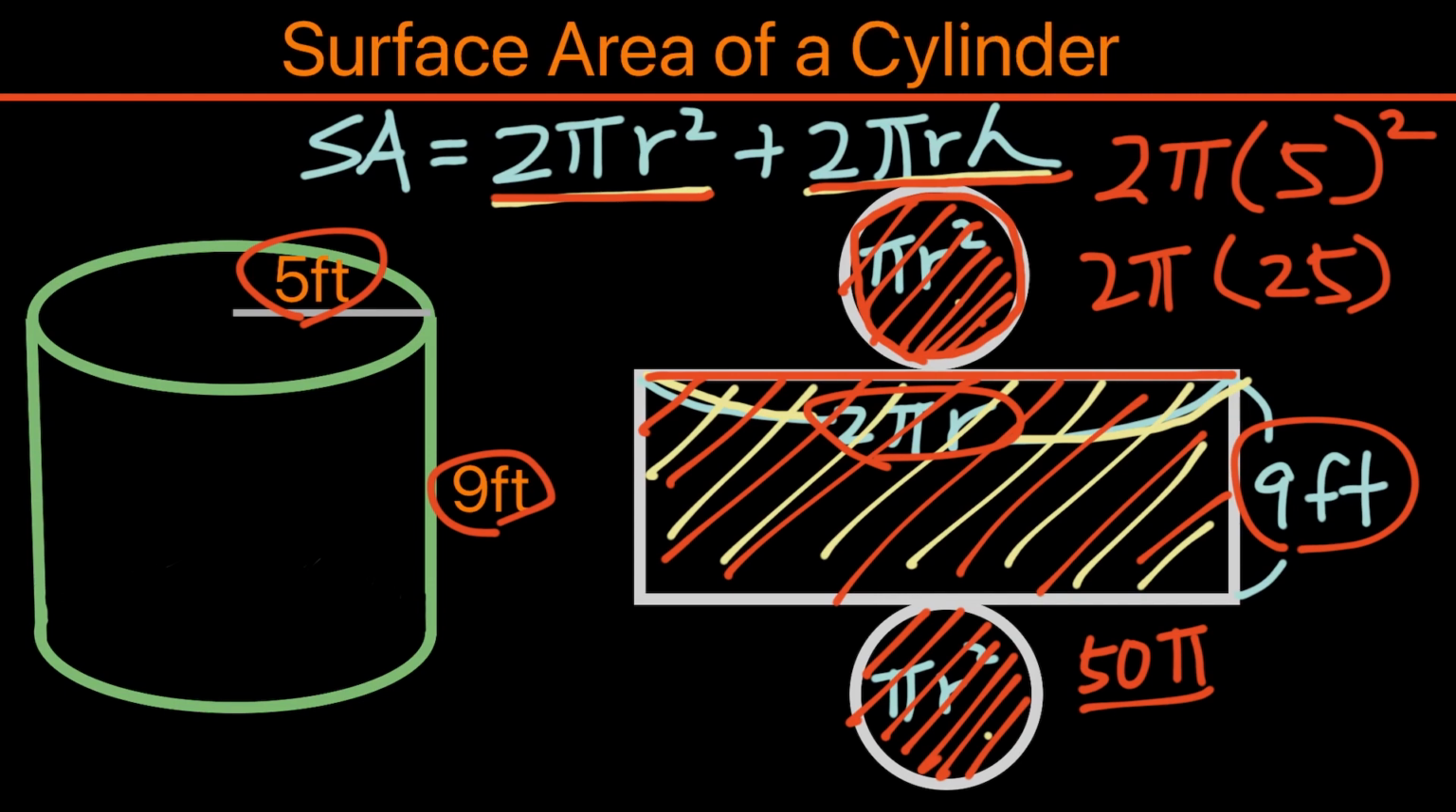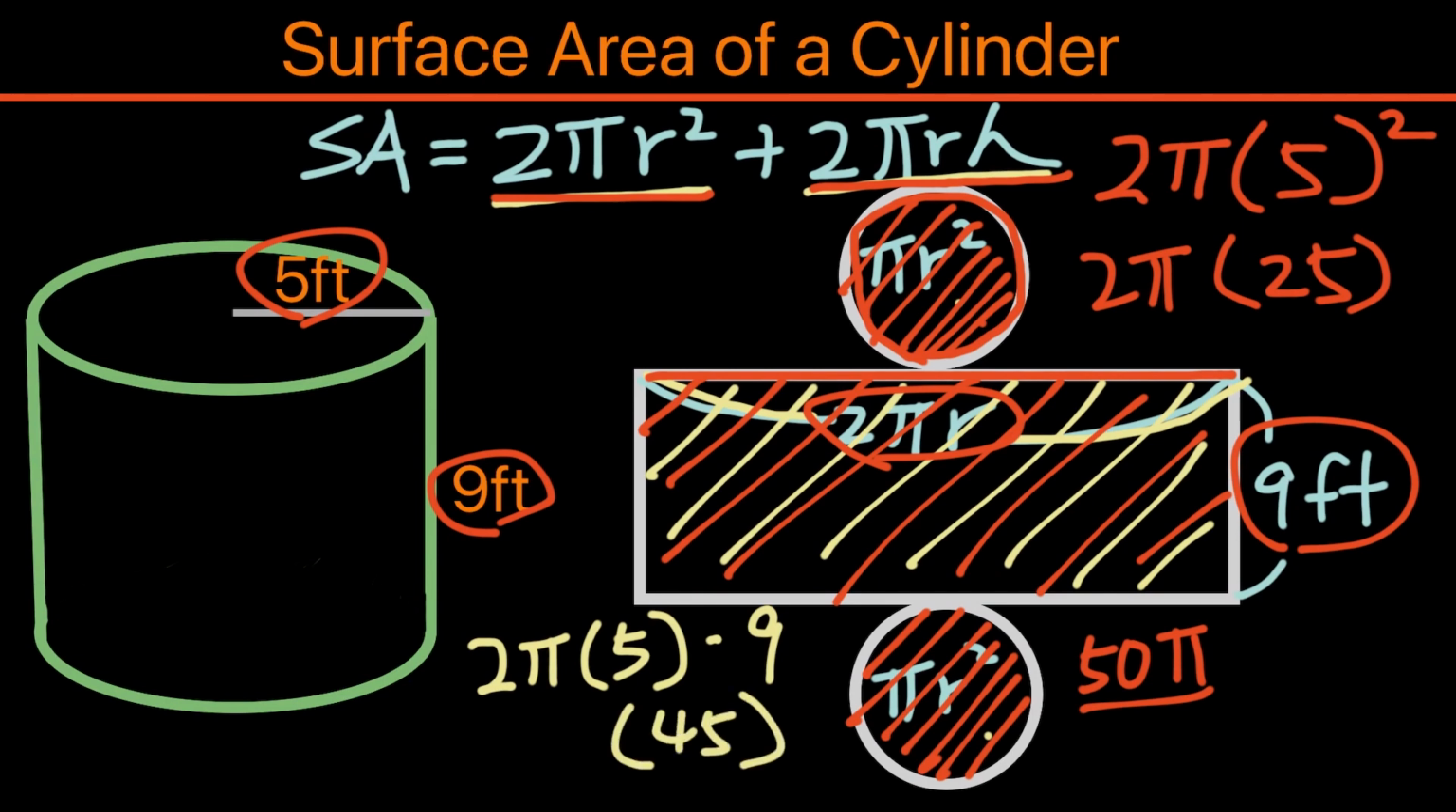So the rectangle is 2 pi r times height. So we can write it out like this: 2 pi, and r is 5. And then we also have to multiply it by the height. In this case it's 9. So 5 times 9 is 45. Okay, and so if we multiply 2 by 45, it would give us 90 pi.